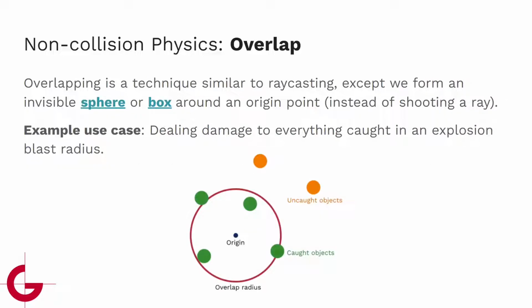Similar to raycasting, we also have overlapping. Raycasting is where we shoot an invisible ray. Overlapping is where we form an invisible sphere or box around an origin point. And again, we check if any object is caught in that box, and we do things to it accordingly. As you can see in the diagram here, the origin point, and we form the overlap, and the green objects are the ones that are caught in the overlap, and the orange ones are the ones that are not caught. Usually in games we use this when we have an explosion or a grenade or something like that, and we want to check if any object was in the blast radius, and we deal damage to those objects accordingly.